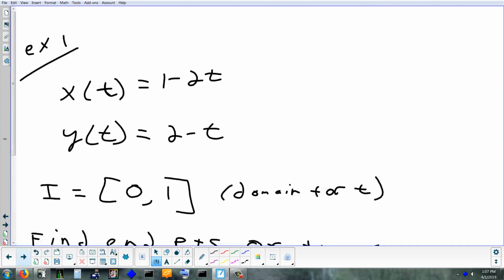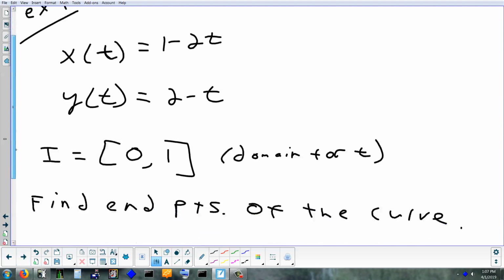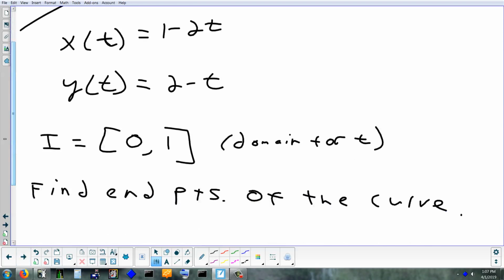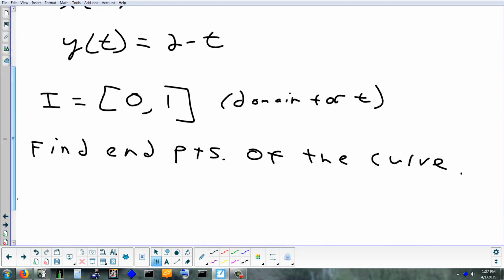And it's not because you couldn't do the calculation if you plug in a number bigger than 1, like 3. You could, but they're telling you not to, for whatever reason. So this is your domain for your parameter, from 0 to 1. So find the endpoints of the curve. Okay, there's two. Start, end. Let's do the start.